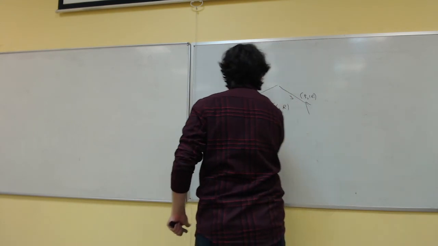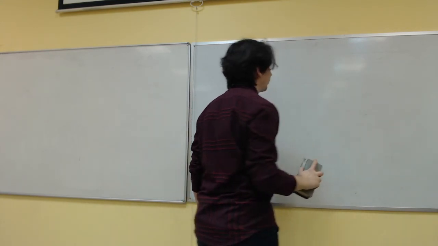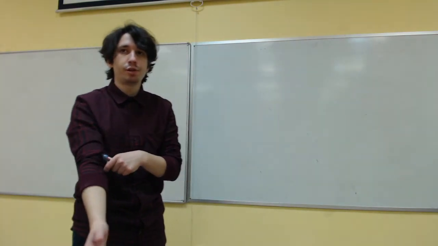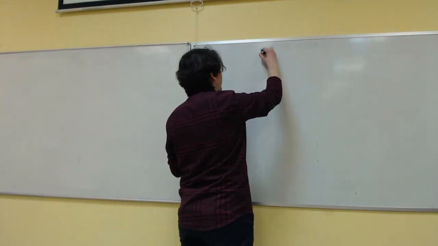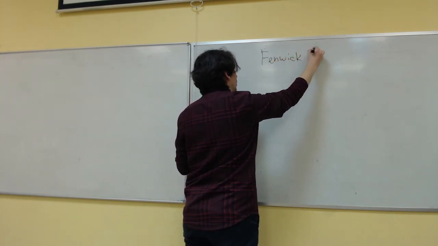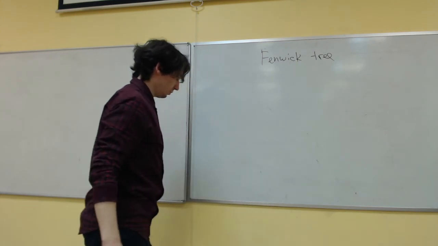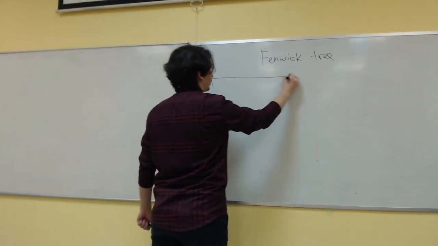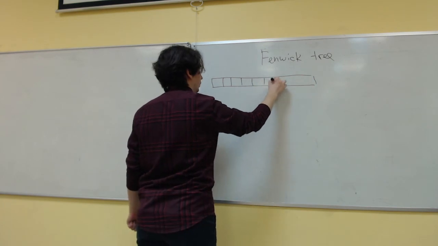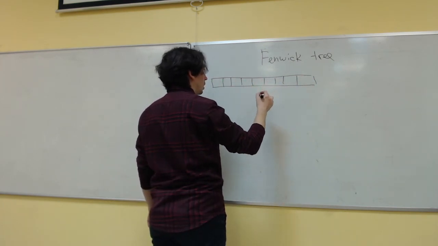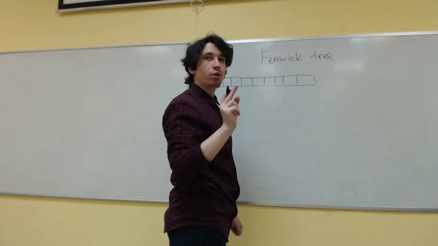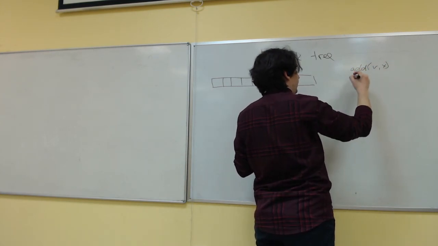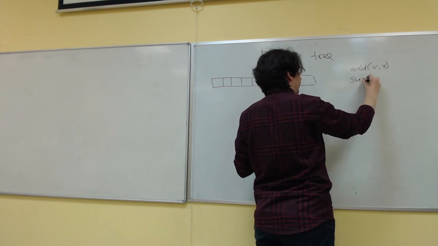Okay, now it will probably be a little bit complicated if you're not familiar with binary representations of integers. So the thing is named Fenwick tree. What this Fenwick tree will do is allow two operations: add x to the element v, and calculate the sum of the prefix.